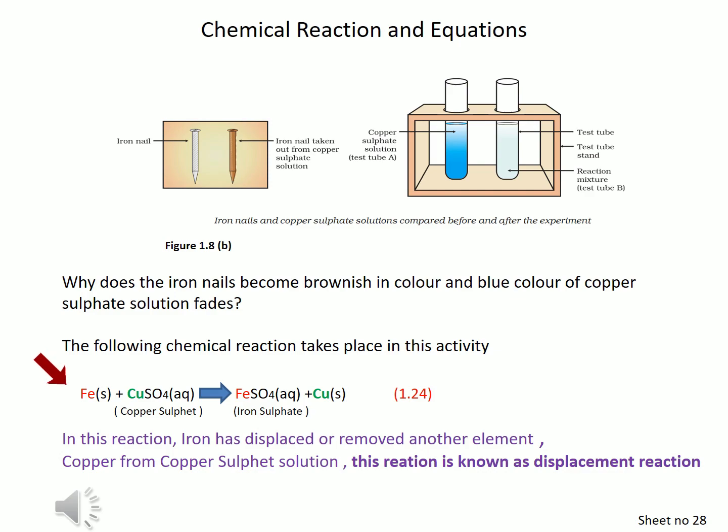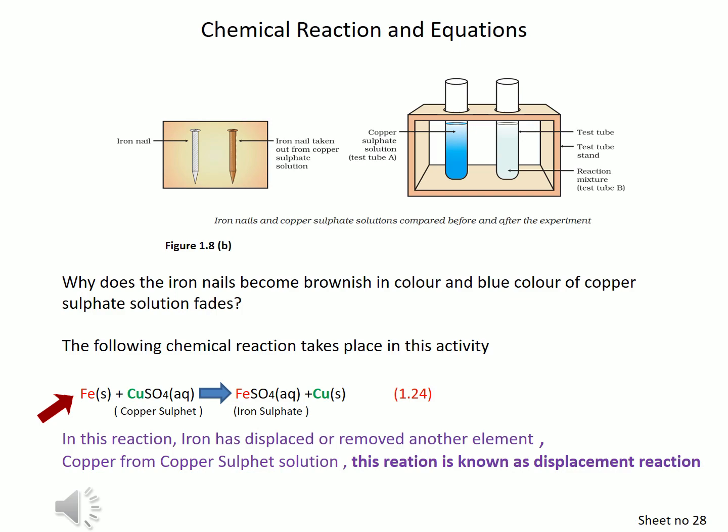The following chemical reaction takes place in this activity. Let us see what exactly is happening. Fe in the form of solid plus CuSO4 in aqueous form, that is copper sulfate solution in the test tube, interact to form FeSO4 plus Cu. Here I have used two different colors: green for Cu and red for Fe. In this reaction, iron has displaced or removed another element, copper, from copper sulfate.